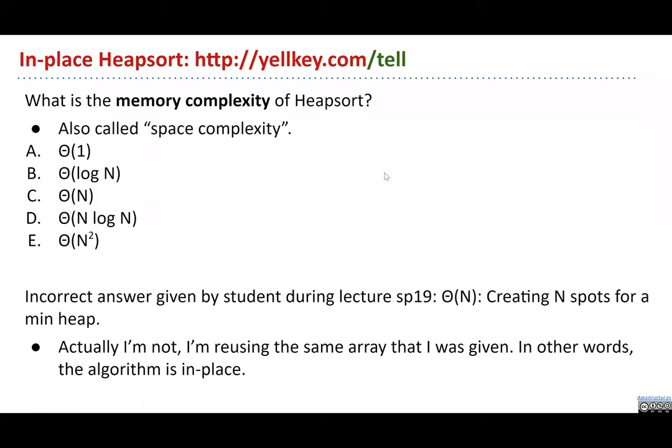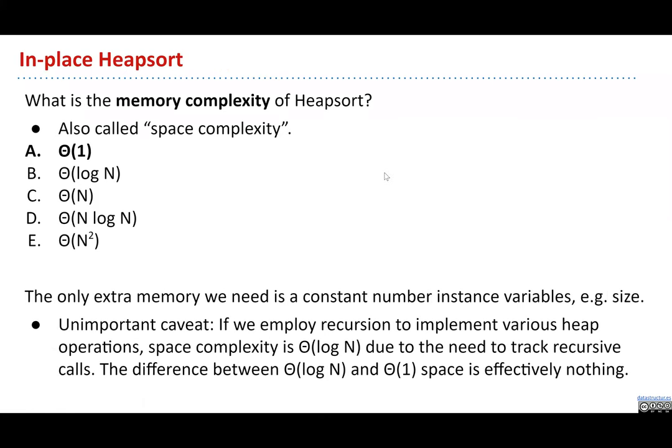So I say constant, although it's not bolded. Here we go. It's constant because we don't need any extra space. We're just using the array you give me. So you give me an array, and I'm like, okay, watch this. In place, I made it into a heap, and then now it's sorted. But I didn't use any extra space, except maybe some instance variables, but there's a constant number of them.